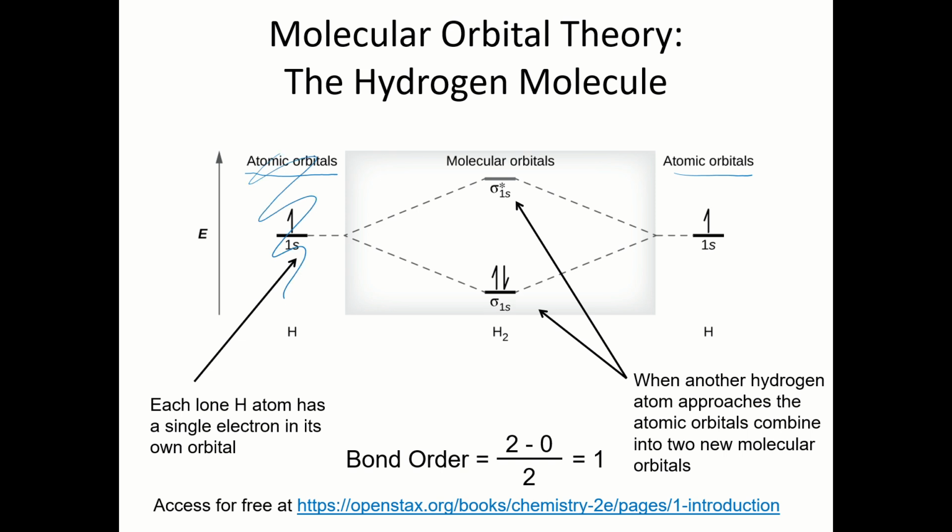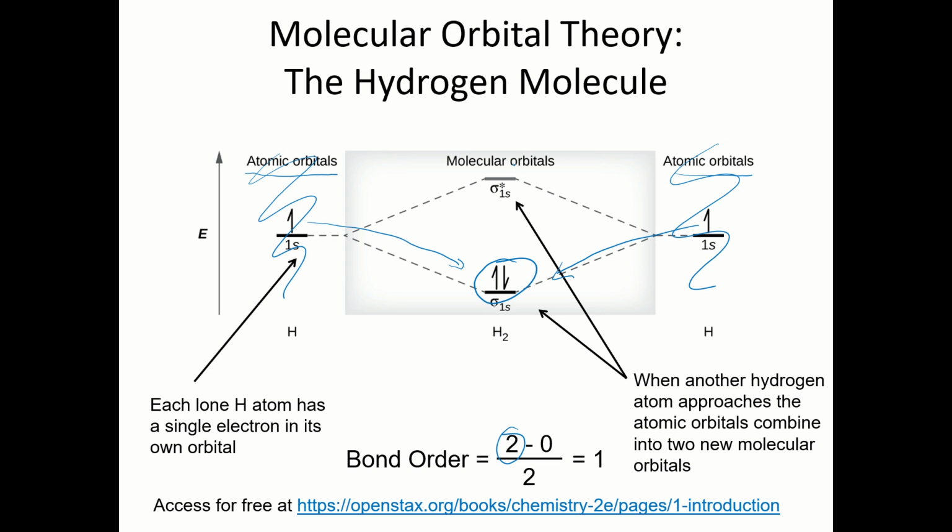So we almost ignore those atomic orbitals, right? Because those electrons are going to go into the molecular orbitals here, and we form this sigma 1s bonding molecular orbital. Okay, so if I want to calculate the bond order for this system, I count up the number of electrons in the bonding orbital, which is 2. So that's where this 2 is coming from.